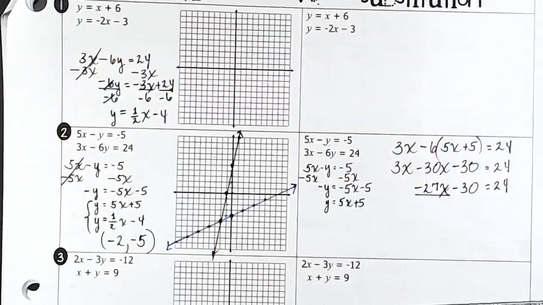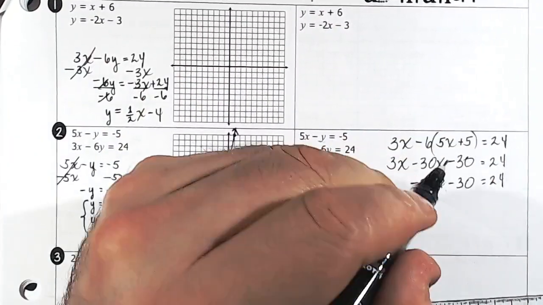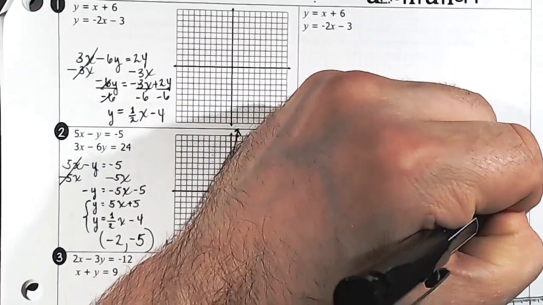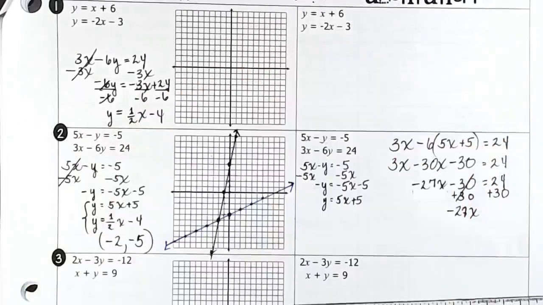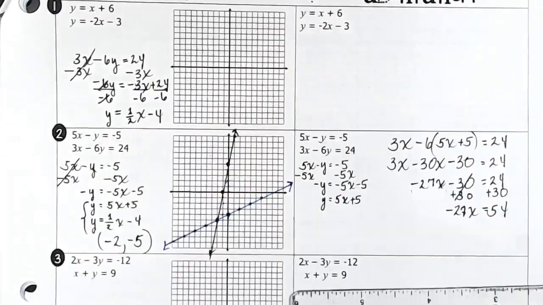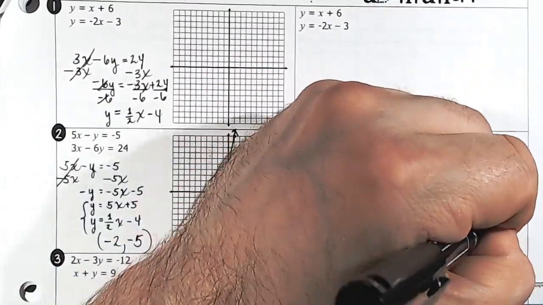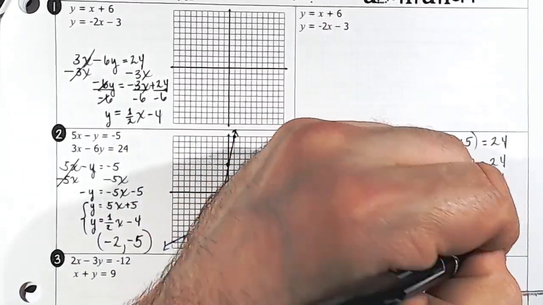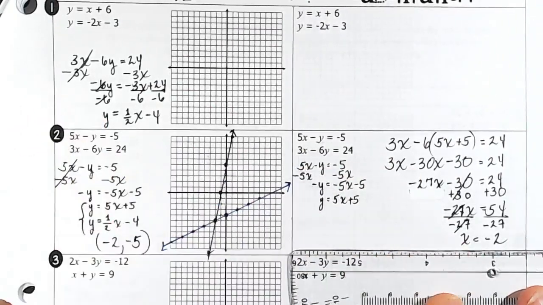Divide both sides. Oops, I went too fast. Almost skipped a step. Before we divide both sides by anything, we're going to add 30 to both sides. Okay, and that gives us negative 27x equals 24 plus 30, which is 54. And now we're going to divide both sides by negative 27, giving me x equals negative 2, because 54 divided by negative 27 is negative 2.